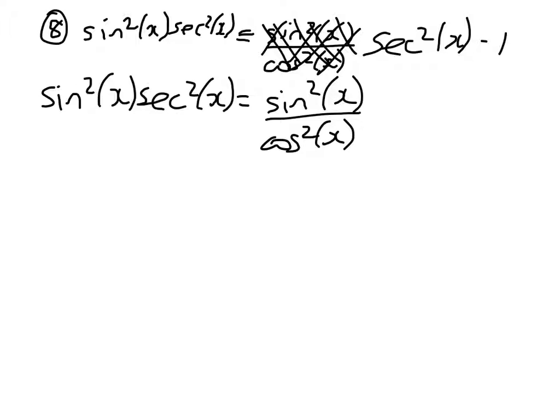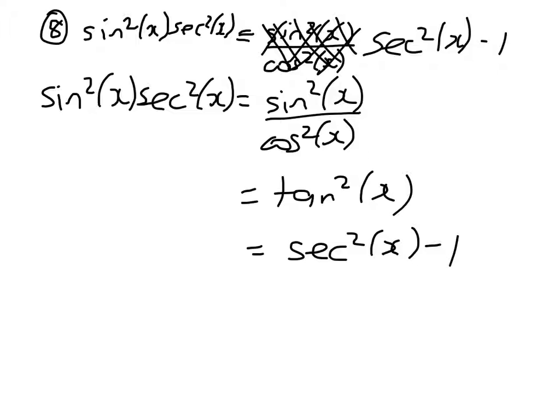So what do we need to do now? Well, we recognise that that is tan squared x, and we know that tan squared x is just sec squared x minus 1. So that one was actually very easy, but you've got to make sure you remember your definitions of the reciprocal trig functions. So sec is 1 over cosine. On to the next one.